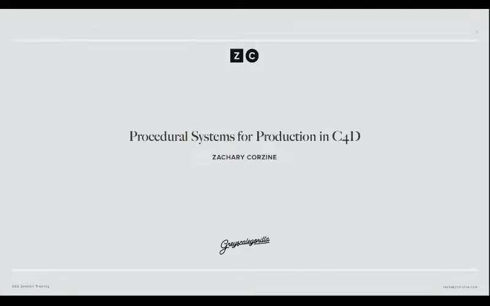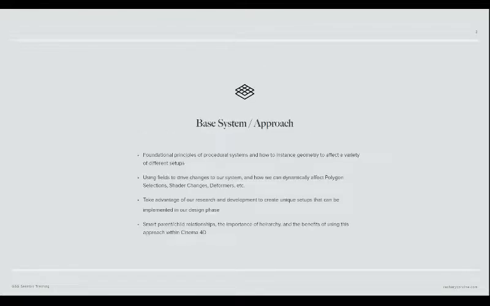Today we'll be moving on to Lesson 2 and looking at base systems and approaches and best practices for working procedurally within Cinema 4D, and how to basically instance different geometry to affect a variety of different setups to begin our research and development process for the project.